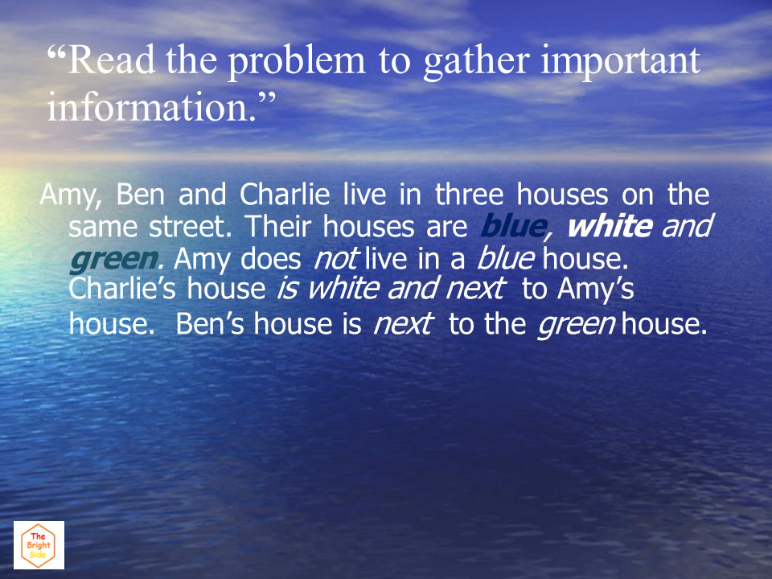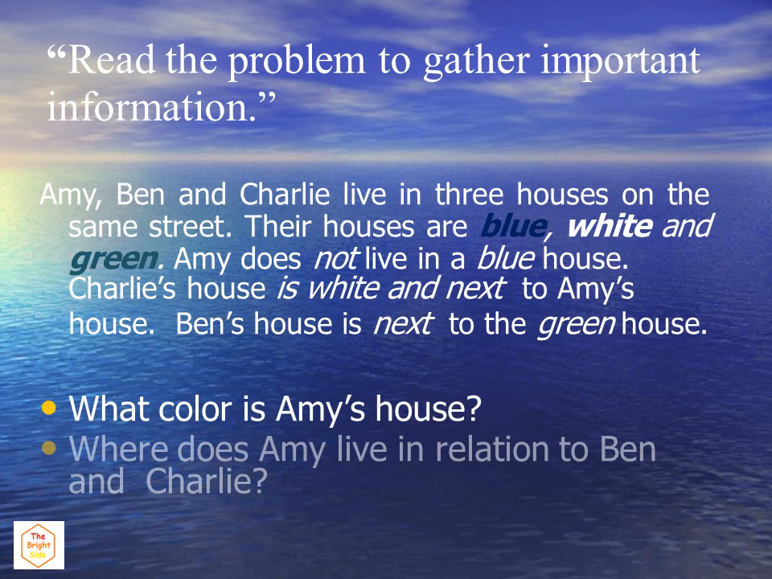Amy, Ben, and Charlie live in 3 houses on the same street. Their houses are blue, white, and green. Amy does not live in a blue house. Charlie's house is white and next to Amy's house. Ben's house is next to the green house. These questions may help us solve our problem.